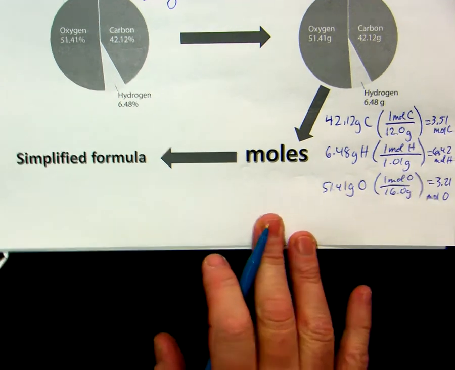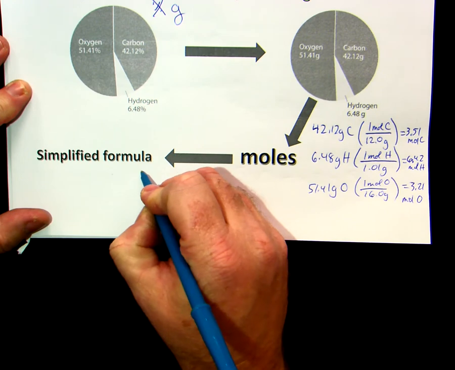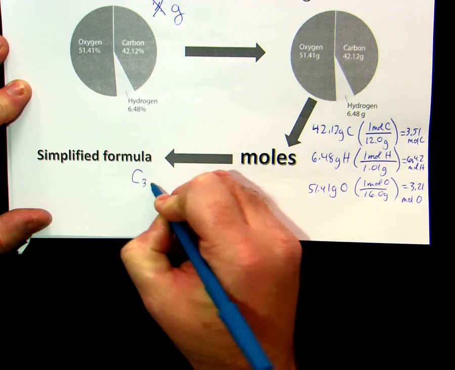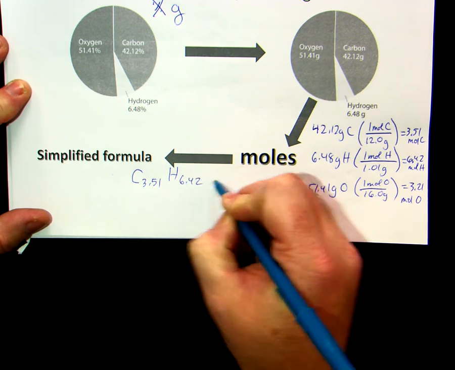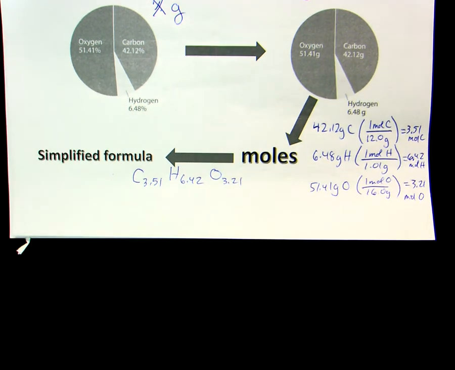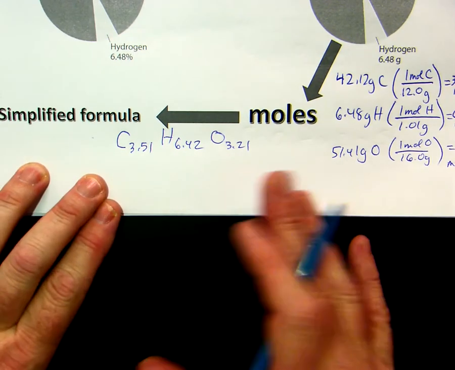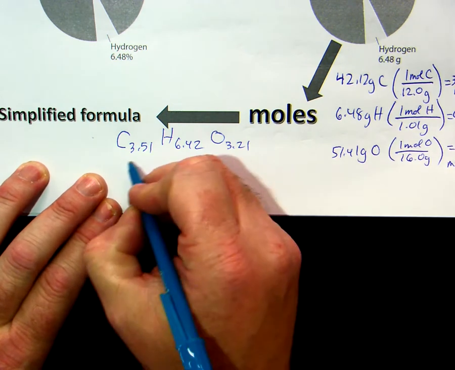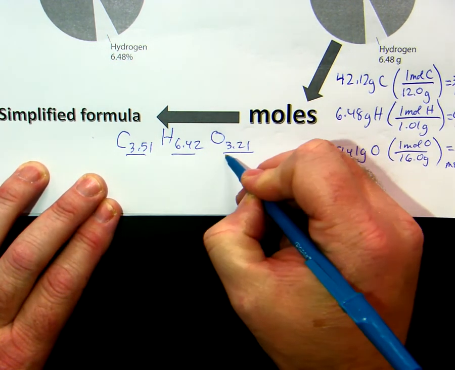That means we take these numbers that we've gotten and make a messed up looking formula with them: 3.51, 6.42, 3.21. So that's where we do that. And then you say to yourself, I can't have decimals or fractions. I have to divide by the smallest of all these numbers, which would be the 3.21.